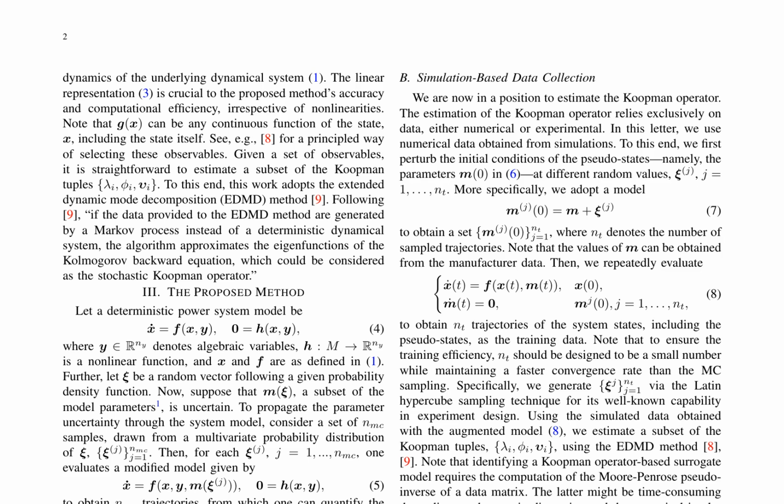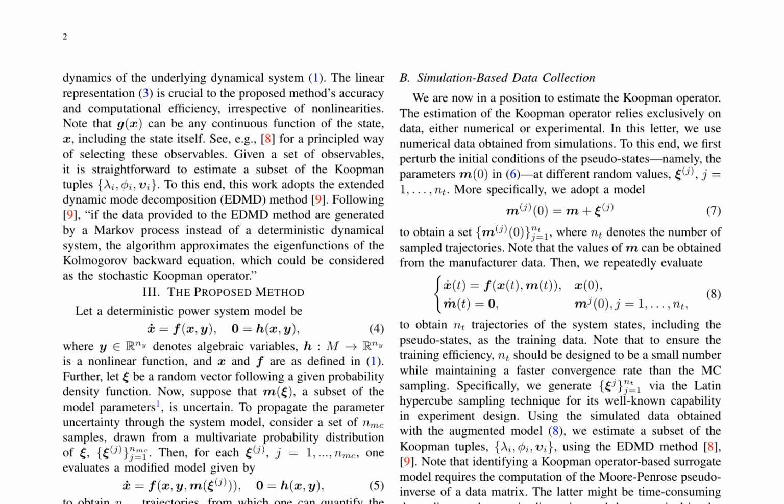The proposed method begins with a deterministic power system model, which is then augmented with differential equations representing the uncertain parameters. The augmented model is simulated using the extended dynamic mode decomposition (EDMD) method to estimate a subset of the Koopman tuples. These tuples are essential in constructing a Koopman operator-based surrogate model that can mimic the system's performance. The surrogate model enables efficient uncertainty quantification at a large number of parameter values.